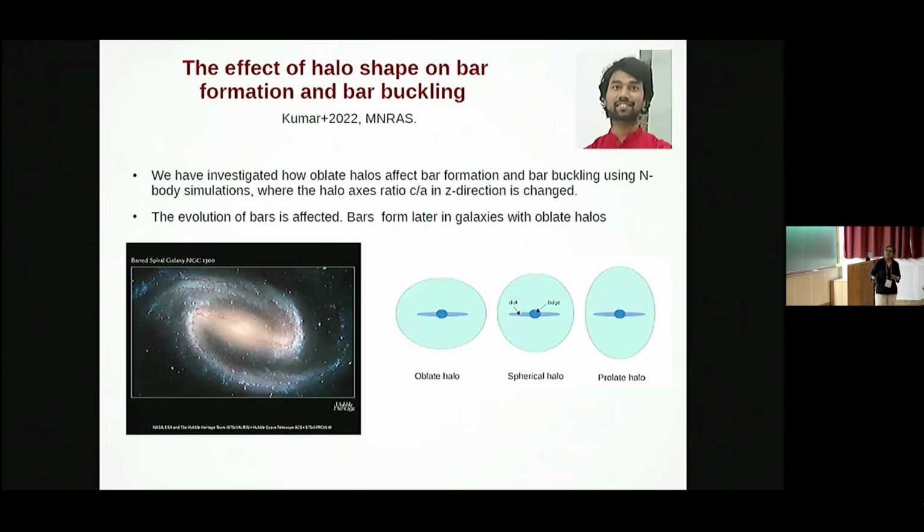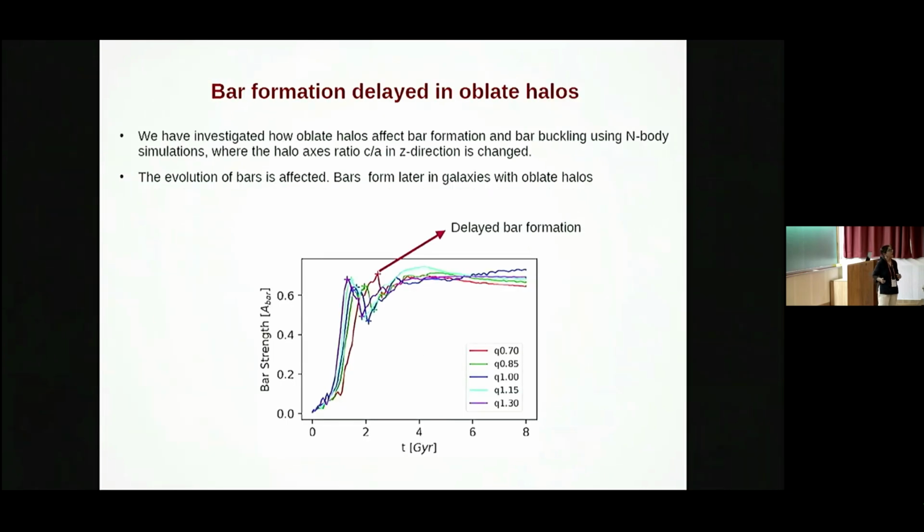And so what he did was he looked at how bars are forming in different N-body simulations with halos which are live. And what we discovered is that bars form later when we have an oblate halo. So when the halo dark matter is more associated with the disk, the bars form later.